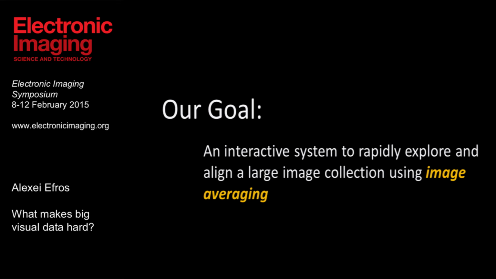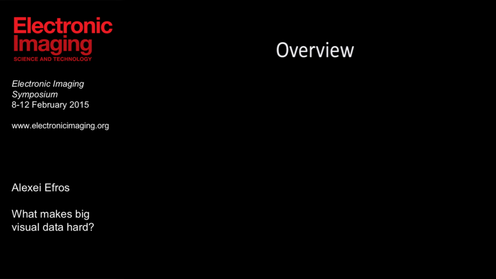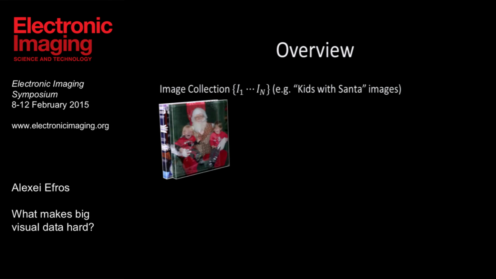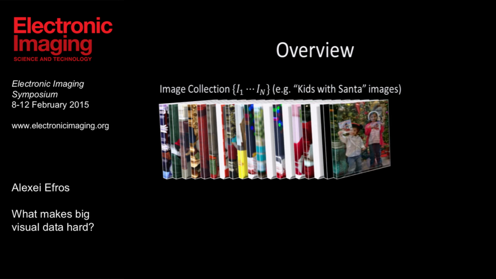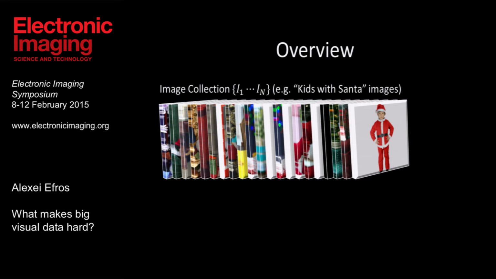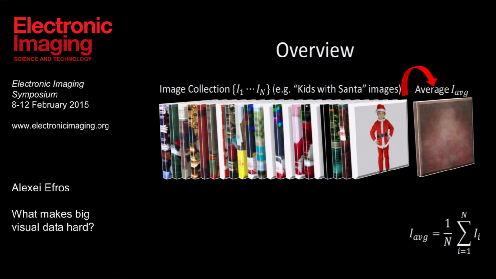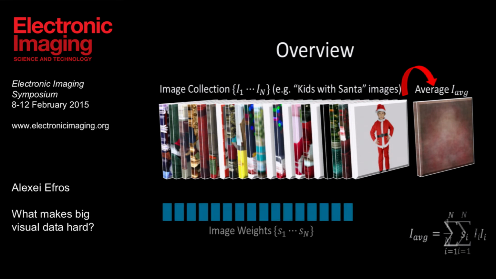So the goal here was to have an interactive system that rapidly explores and aligns large image collections using image averaging. And so I'll just give you a quick overview of the idea. Again, it's a very simple idea. Let's say you have all the images of kids with Santa, right? So first, let's compute the average. Well, that's pretty simple, right? This is your formula for computing an average. We can rewrite this in terms of weights on the constituent images. So we put these s_i there as weights on all the images, okay?